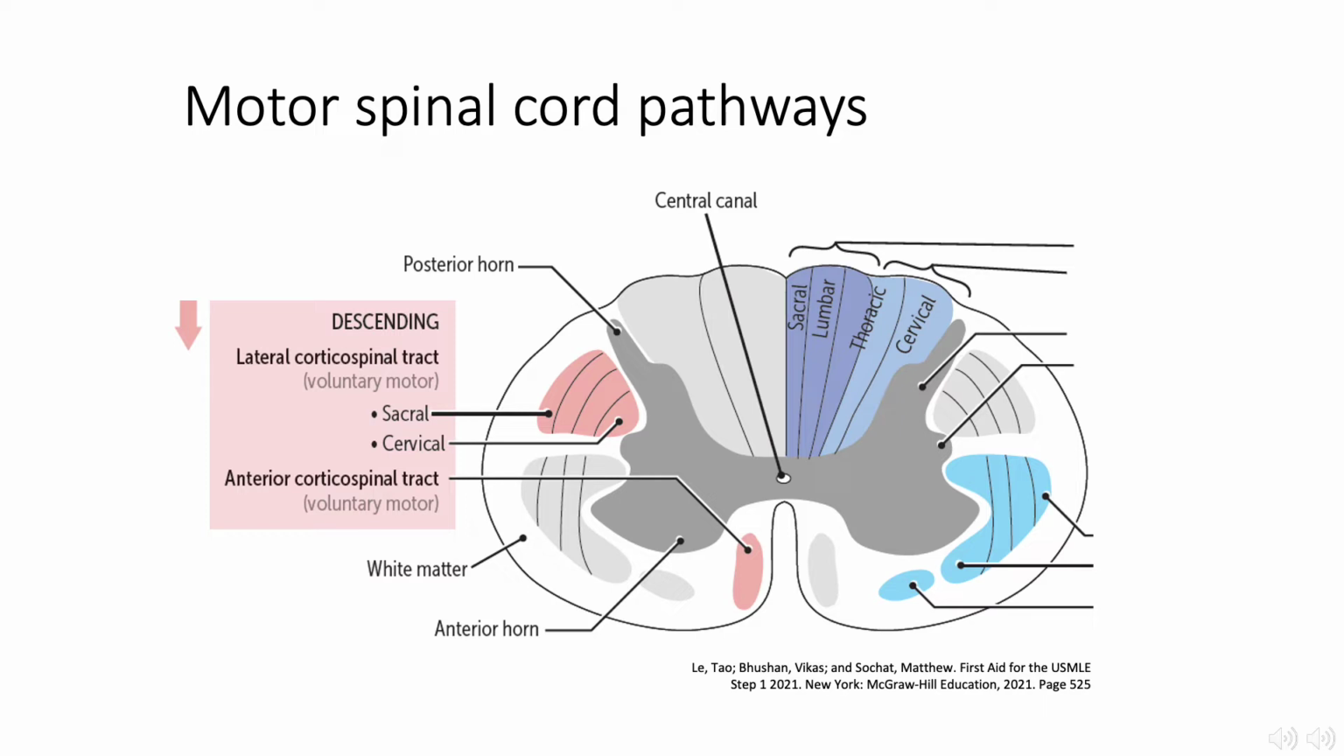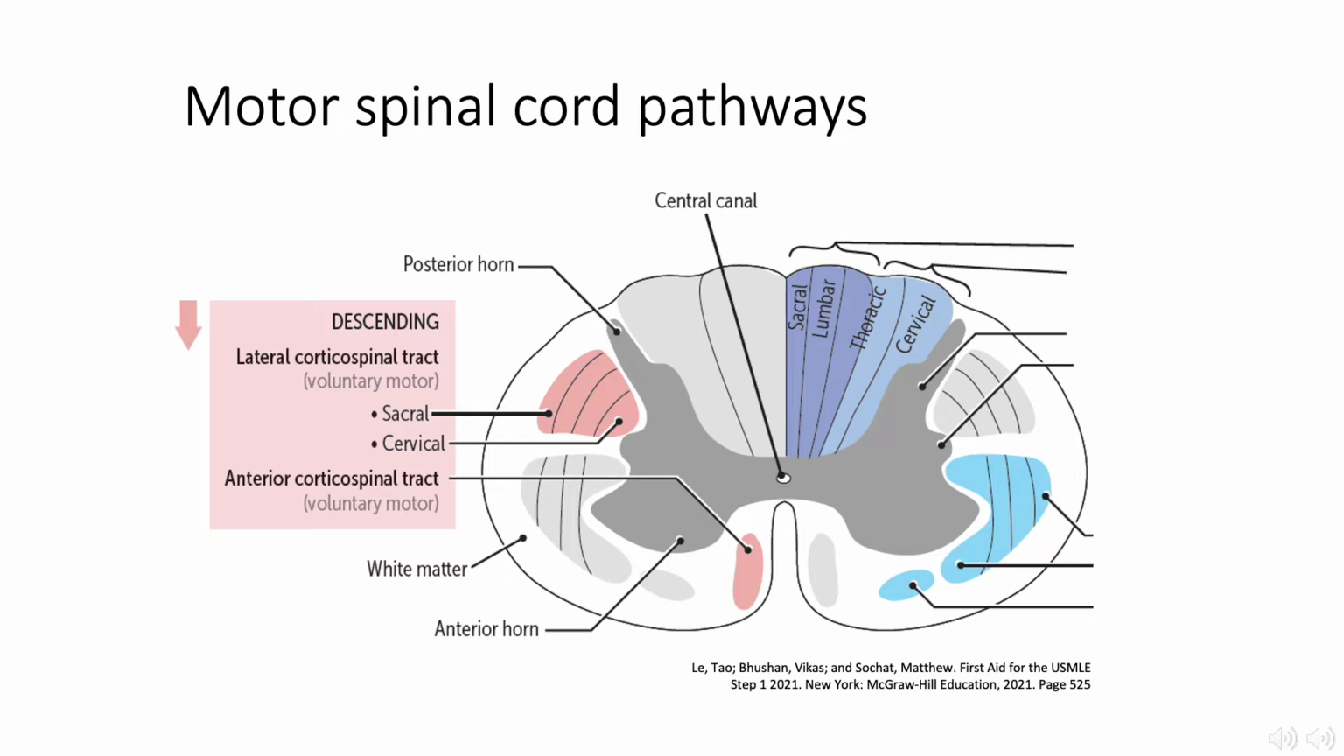As you can see, it is located in the posterior half of the cross-section of the spinal cord, and it is surrounded by the posterior horn, the intermediate horn, and it is found behind the lateral spinothalamic tract, which is an ascending pathway.